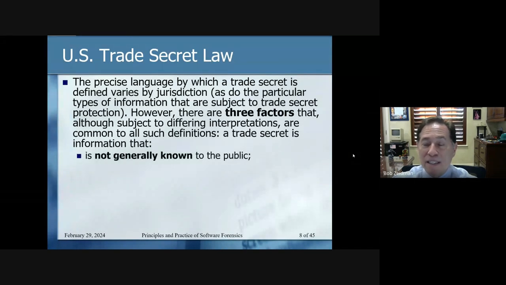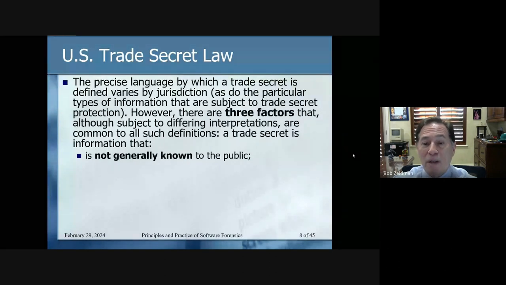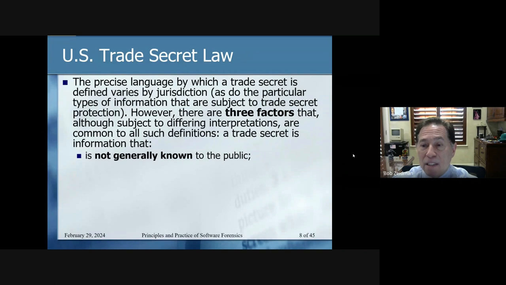One of those is it's secret. That seems pretty obvious, hopefully, but it's not generally known. Now, there are some variations. For example, if somebody posts some algorithm or some kind of proprietary knowledge to the internet, and it's on one page somewhere on the internet, some jurisdictions will say that's no longer a trade secret because it's not secret. But other jurisdictions say it's so difficult to find that it's still considered a trade secret.